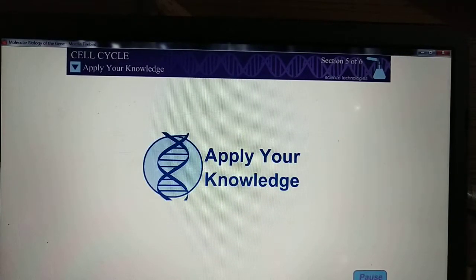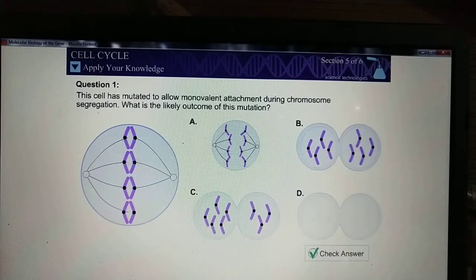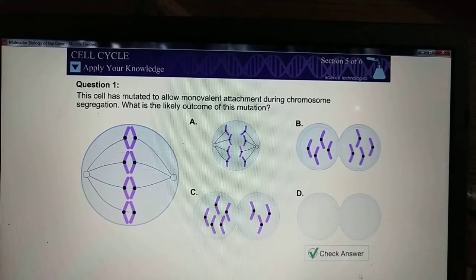How well do you understand the phases of the cell cycle? Test your knowledge by matching the cell activity with the proper cell cycle phase. Question 1. This cell has mutated to allow monovalent attachment during chromosome segregation. What is the likely outcome of this mutation?